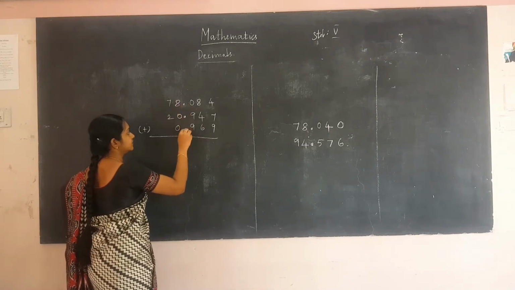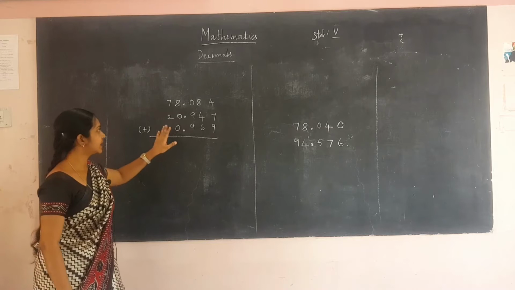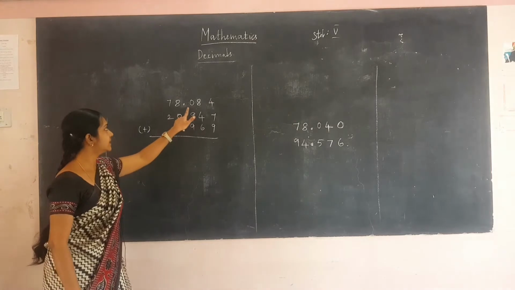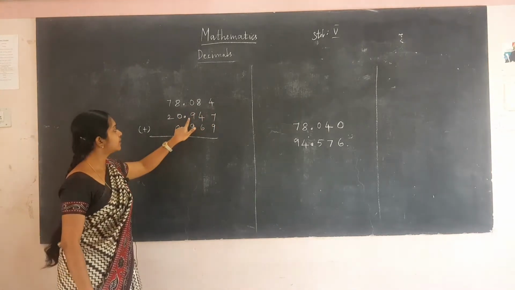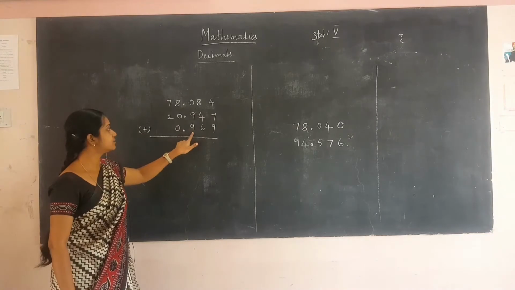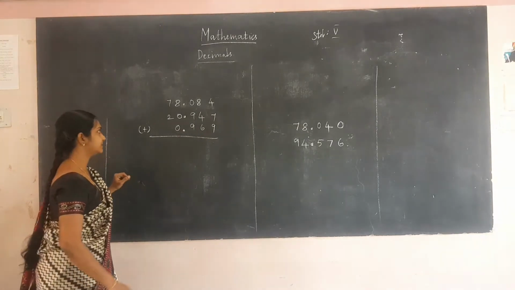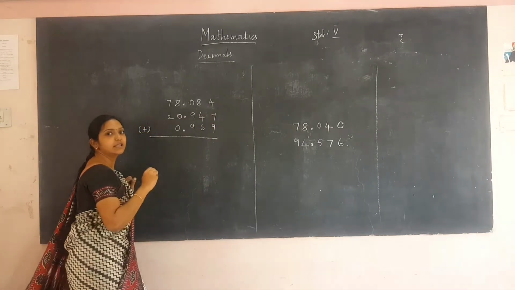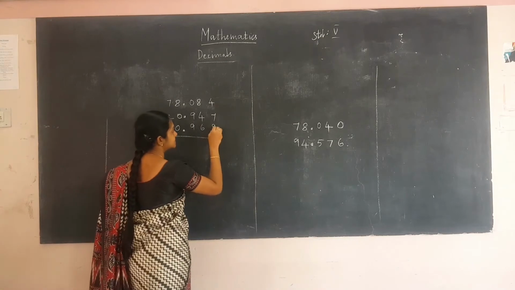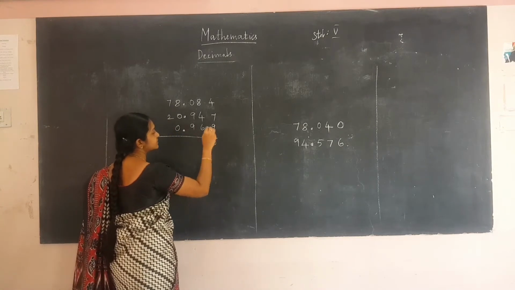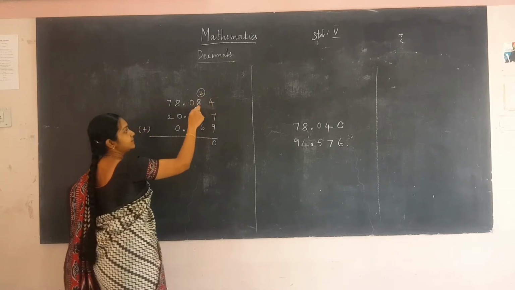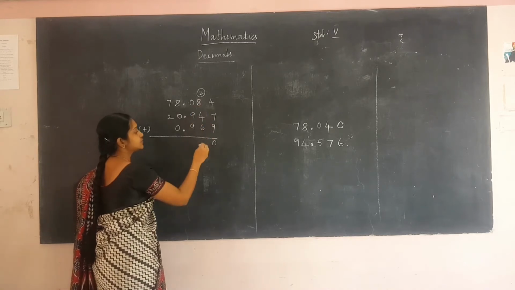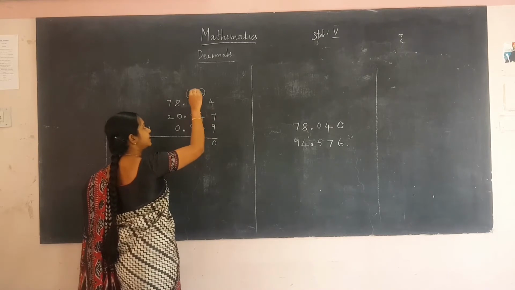While adding, we have to write so that the decimal point lies in a straight line. Here we have 3 places after decimal, here also we have 3 places after decimal, and here also we have 3 places after decimal. 4 plus 7 is 11. 11 plus 9 is 20. So, write 0 here and 2 is remaining. 8 plus 2 is 10. 6 plus 4 is 10. 10 plus 10 is 20. So, write 0 here and 2 is remaining.